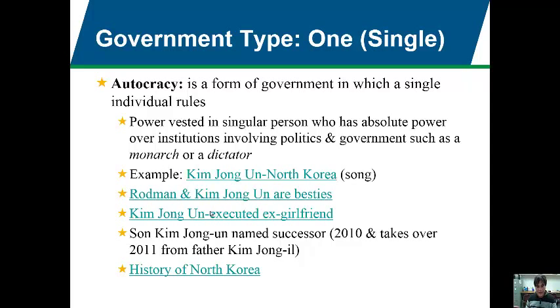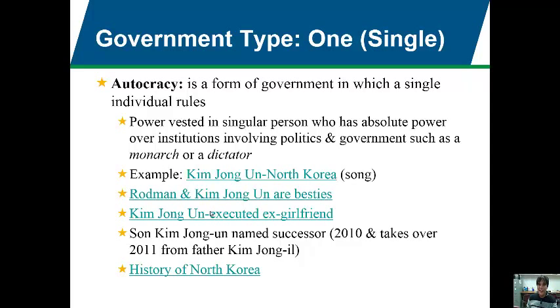So let's go ahead and talk about the first one here, autocracy. Autocracy is a very simple form of government in which there is just a single ruler, the form of government in which a single individual rules. Power is invested in a singular person who has absolute power over institutions involving politics and government, such as a monarch or a dictator. The most famous autocrat that I could think of probably right now is Kim Jong-un, the leader of North Korea.